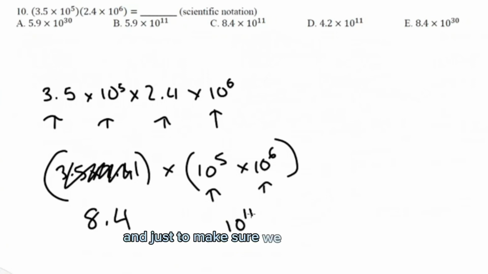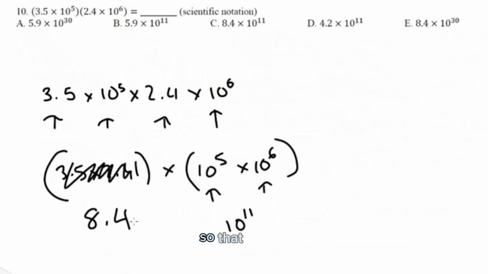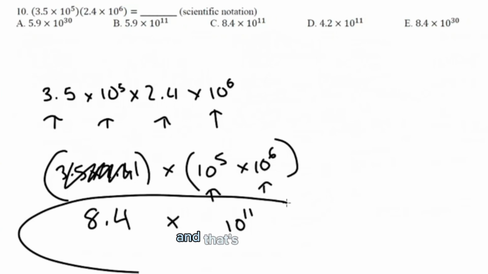And just to make sure we got this right, we need to check that this 8.4 has the same amount of digits as these two original numbers, which it does. So that means now we have our scientific notation by doing 8.4 times 10 to the power of 11, and that's your answer.